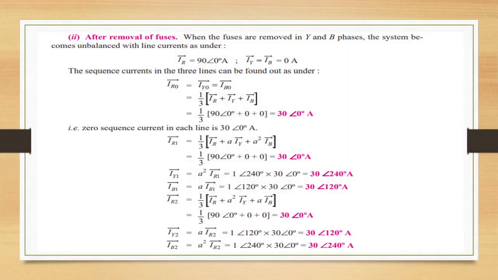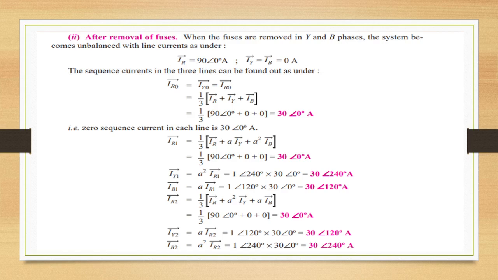After removal of fuses, when the fuses are removed in Y and B phases, system becomes unbalanced with line currents as under: IR is 90 angle 0 degree ampere, IY and IB are 0 amperes. Sequence currents in the three lines can be found as under. IR0 is IY0 is IB0, that is one third of IR plus IY plus IB. That is one third of 90 angle 0 plus 0 plus 0, that is 30 angle 0 amperes. That is zero sequence current in each line is 30 angle 0 amperes.